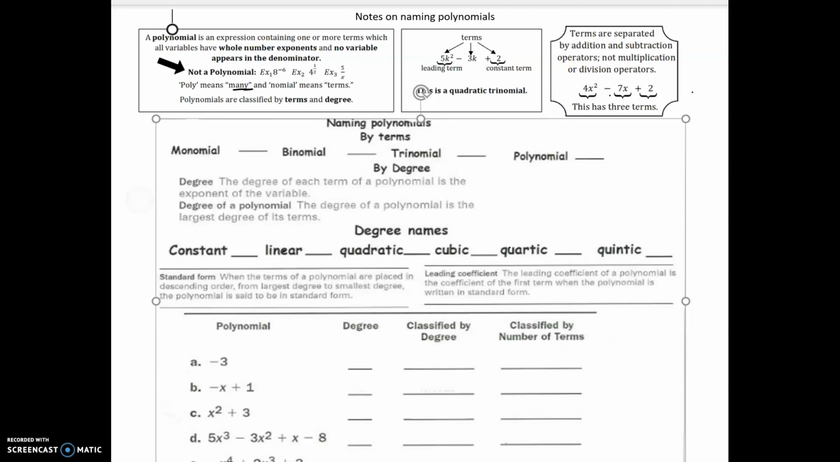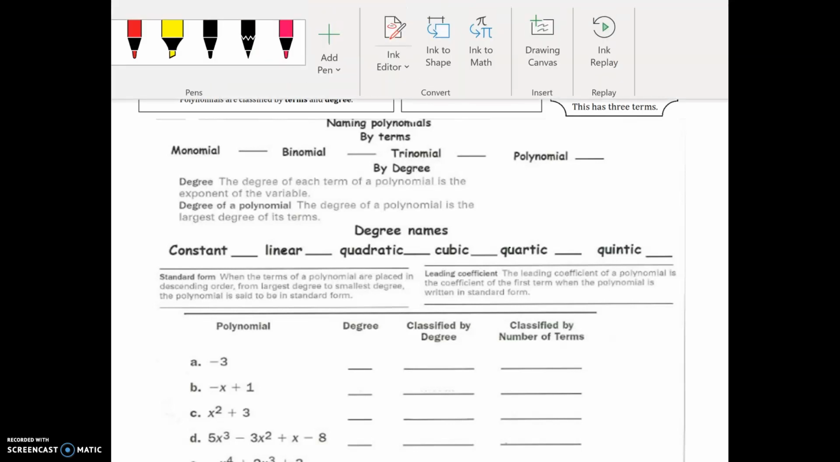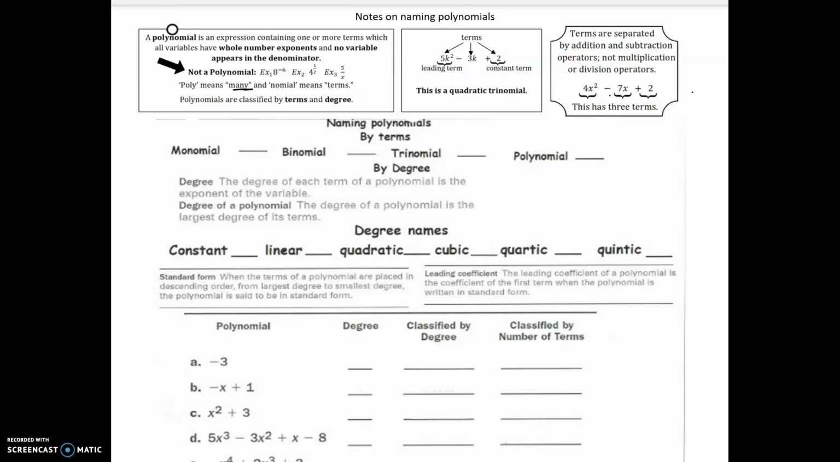Right, welcome, guys. We're going to start a new lesson today, and it is called polynomials. The word poly means many, nomials means terms.